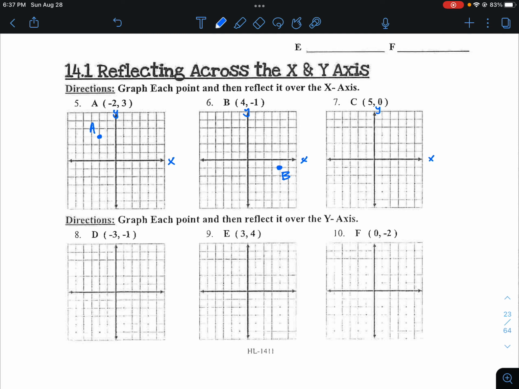That's point B. And C is located at (5, 0). So that means I'm going right 5, not up 5, because the first number is telling us to go horizontally. 1, 2, 3, 4, 5. Which is right over there, and that is point C. All right, now let's reflect.